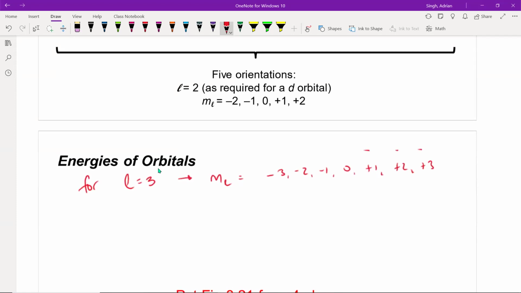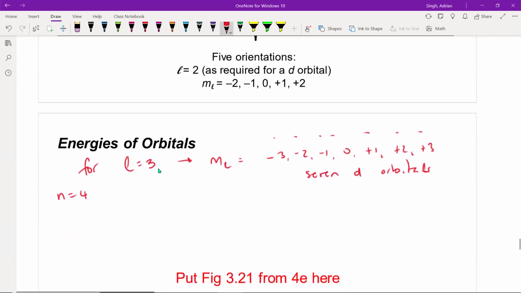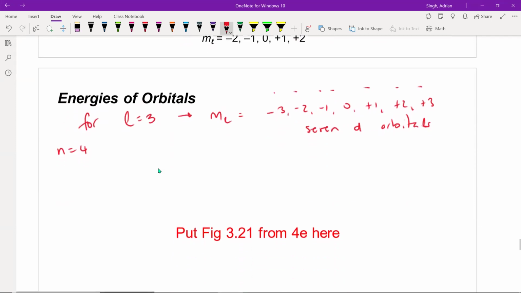So 1, 2, 3, 4, 5, 6, 7 d orbitals. Okay, and when will we encounter d orbitals? Well, we only get there when L equals 3. So in order for us to have L equals 3, we have to go all the way up to n equals 4. The 4th energy level is what is going to have those d orbitals. Right, you can't have d orbitals in the n equals 3 because your L values can only be 0, 1, and 2.